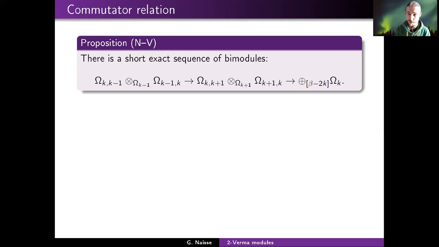So you have an exact sequence of bimodules. So if you want, here on the left I have FE, here I have EF, and here I have an infinite direct sum of the identity that coincides with my shifted quantum integer. So this is already an instance of my commutator relation, but as a short exact sequence.